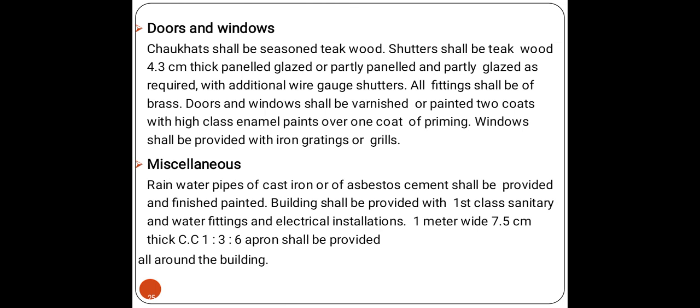Next, miscellaneous works. The rainwater pipes of cast iron or of asbestos cement shall be provided and finished painted. Building shall be provided with first class sanitary and water fittings and electrical installations. 1 meter wide, 7.5 centimeter thick CC 1:3:6 apron shall be provided all around the building.